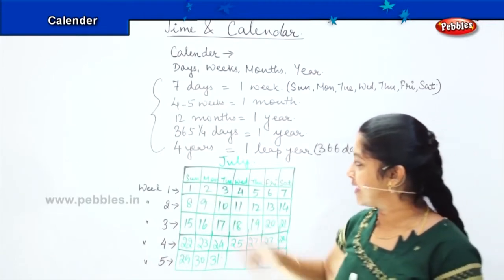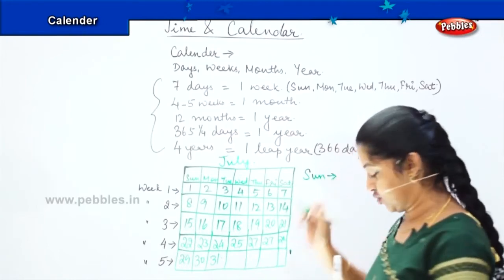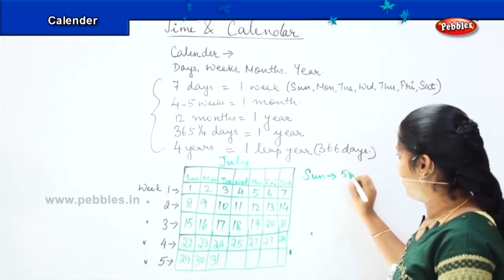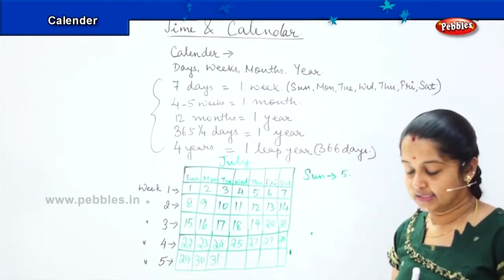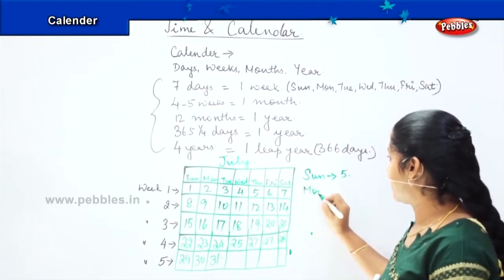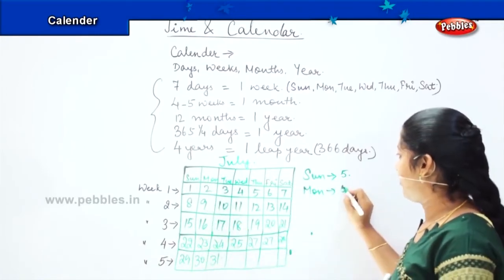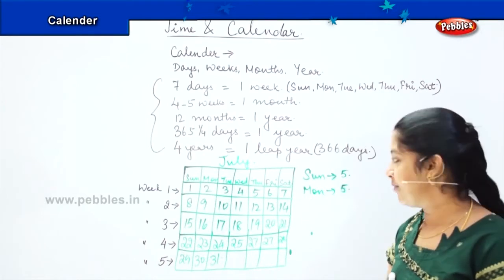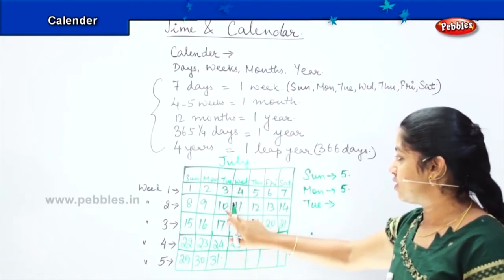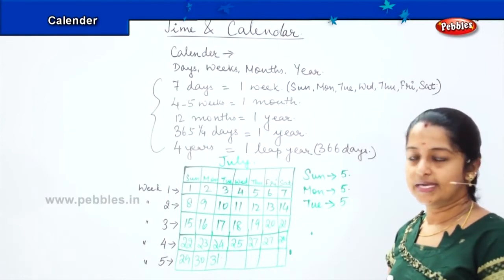So how many Sundays do I have here? 1, 2, 3, 4, 5. I have 5 Sundays. Yes. And how many Mondays do I have here? Just count and tell me. 1, 2, 3, 4, 5. I have 5 Mondays as well. How many Tuesdays do I have? Tuesday. 1, 2, 3, 4, 5. I have 5 Tuesdays.